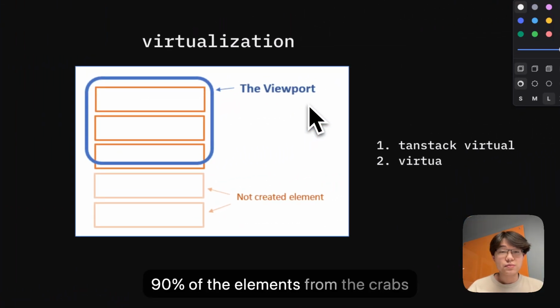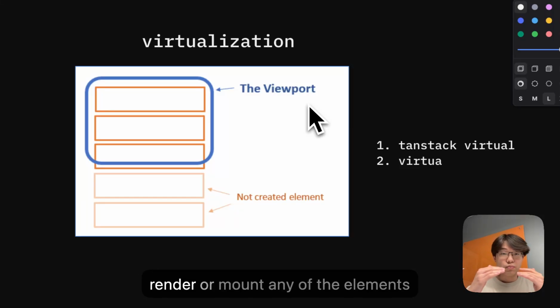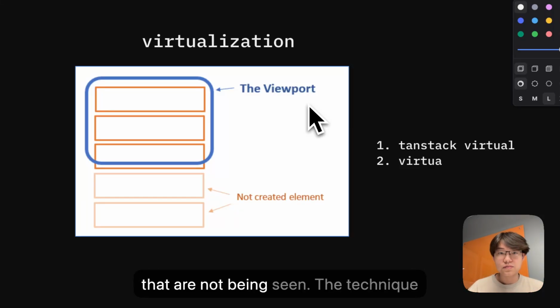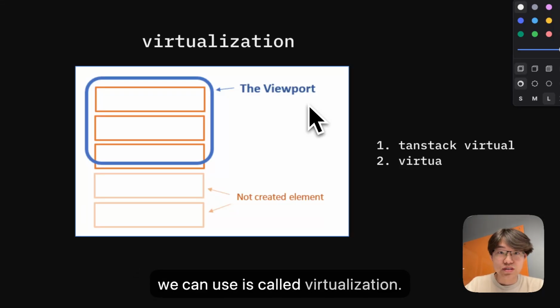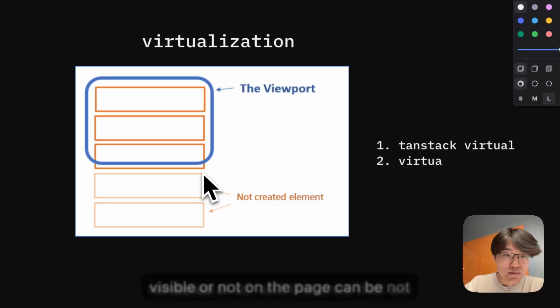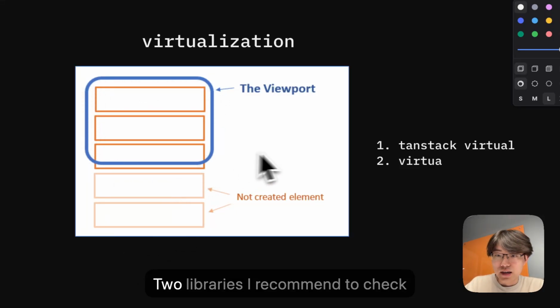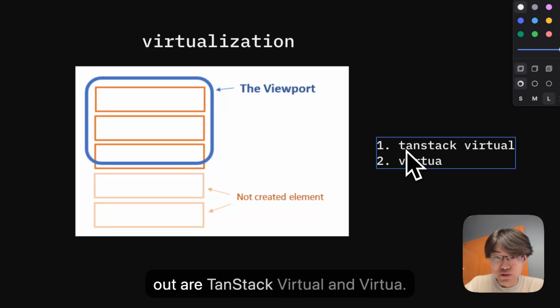Over 90% of the elements from the crabs aren't actually being rendered, which means you don't actually need to render or mount any of the elements that are not being seen. The technique we can use is called virtualization. Basically, any elements that are not visible or not on the page can be not rendered at all, and the ones that are can be rendered within this view box. Two libraries I recommend to check out are TanStack Virtual and Virtua.